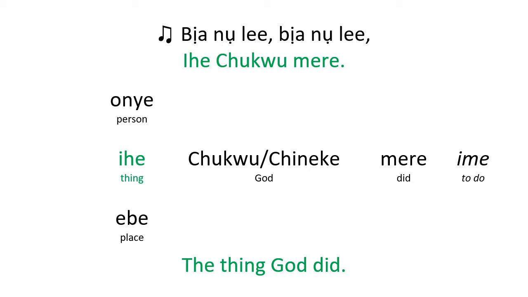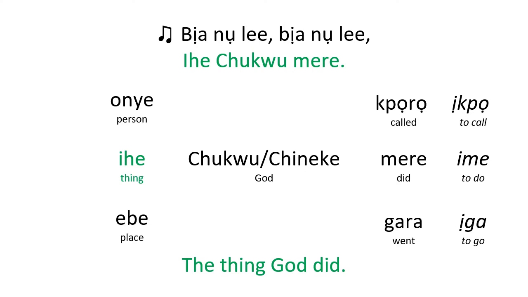Okay, what if we use onye and ebe in the sentence too? How will that sound? I'll use a few other verbs just to give you some variety. Bianule, bianule, onye Chukwu kpọrọ, the person God called. Kpọrọ comes from ịkpọ, to call. And then bianule, bianule, ebe Chukwu gara, the place God went. Gara comes from ịga, to go.